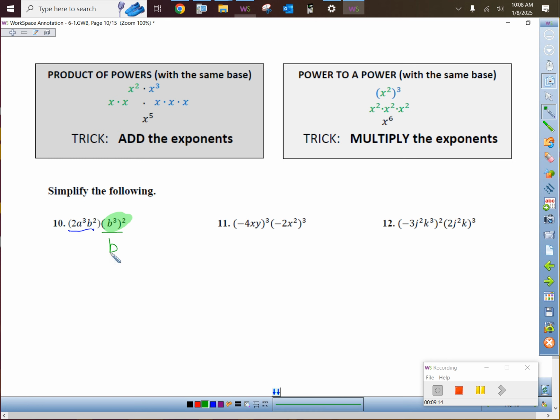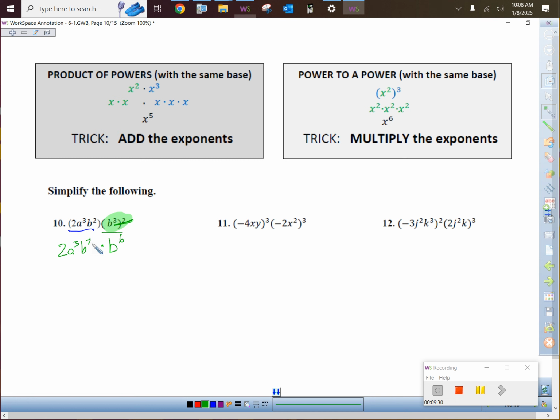This will become b to the, tell your neighbor what you think. It's either the 5th or the 6th. B to the 6th, because it's a power to a power. You multiply those. Then I need to just take all this stuff times it. 2a cubed b squared is going to come on down. And then we just start over. Numbers times numbers, a's times a's, b's times b's.